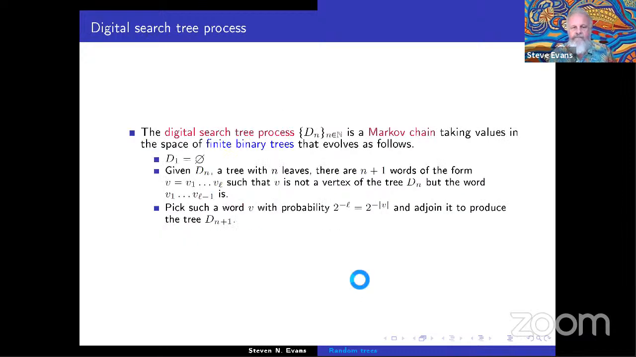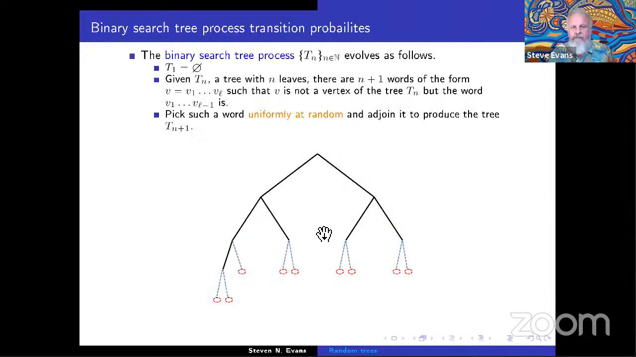Okay, so for digital search, the number of vertices in the left subtree is like the number of heads. The number in the right subtree is like the number of tails. And then that decomposes into something that's like the number of heads, something that's like the number of tails, and so on.